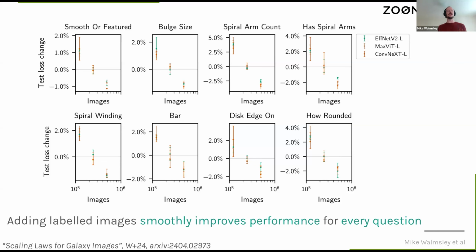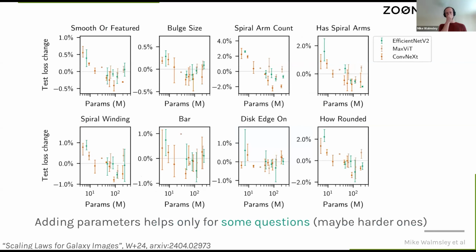If I make the models bigger, in contrast, I don't see the same thing. For some questions, making the models bigger is very useful. For some questions, it doesn't really help. My theory for this is perhaps questions that are more challenging, more visually complex, or that require different kinds of spatial scales, might explain why some of these questions are improving and some of them aren't. For example, disk edge on doesn't really improve as we add more parameters. That makes sense because we're just saying, is this thing an edge? Is this thing essentially a kind of inclined blob, or is it not? You don't need 1 billion parameters to answer that question.